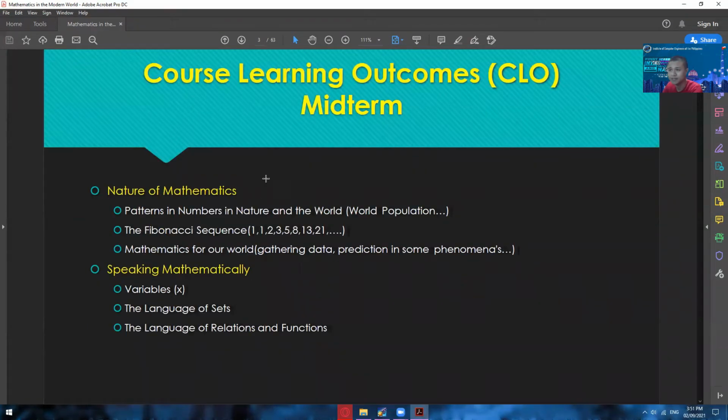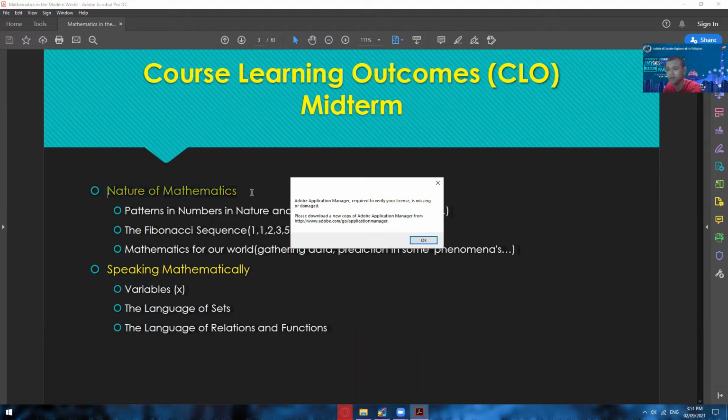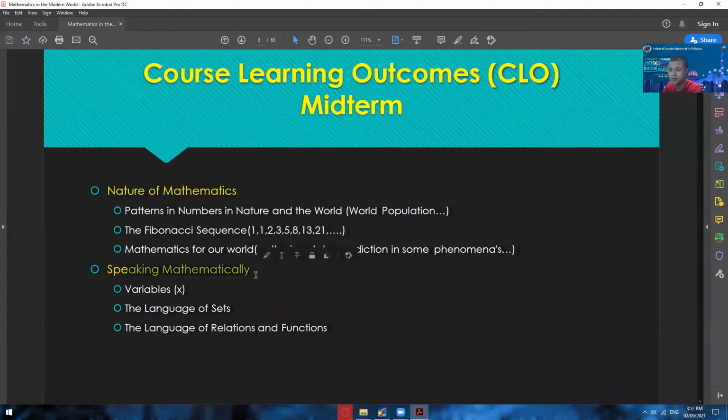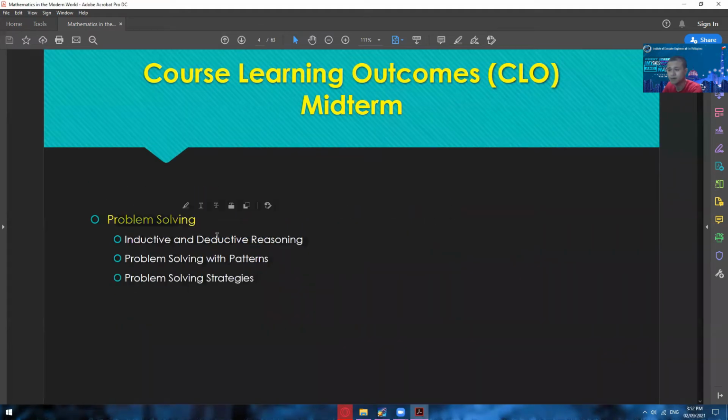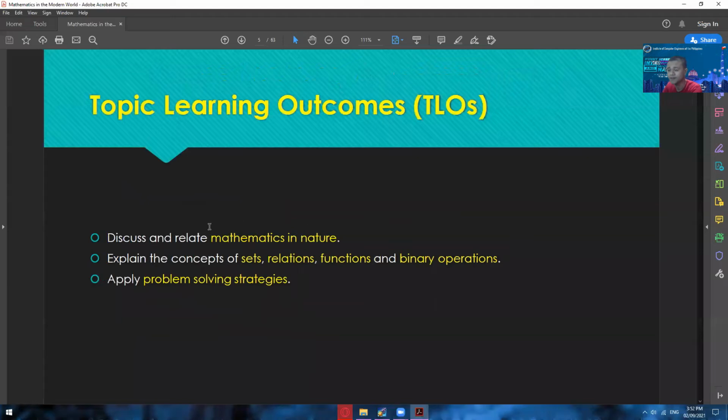And then here are the things that we are going to discuss, the CLO in the midterm. We have nature of mathematics, speaking mathematically, and then problem solving. And then here are the topic learning outcomes of the midterm. So discuss and relate mathematics in nature. We'll explain the concept of sets, relations, functions, binary operations, and apply problem solving strategies.